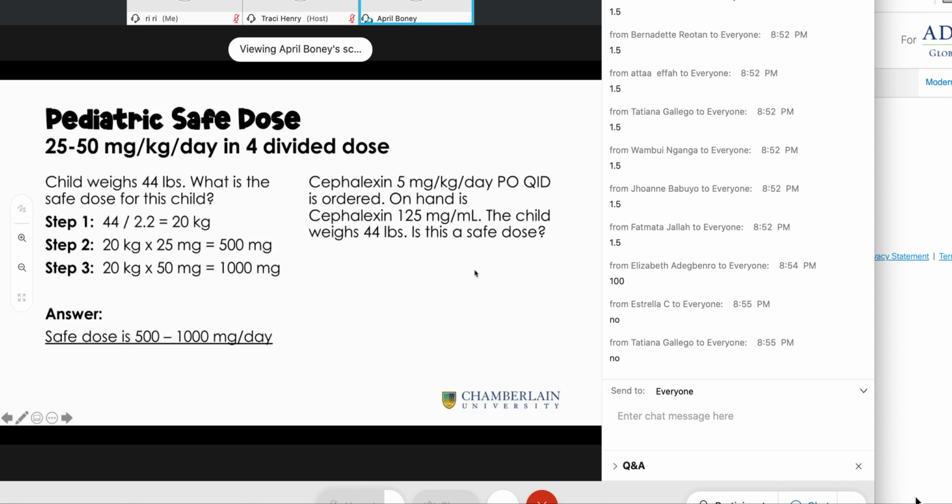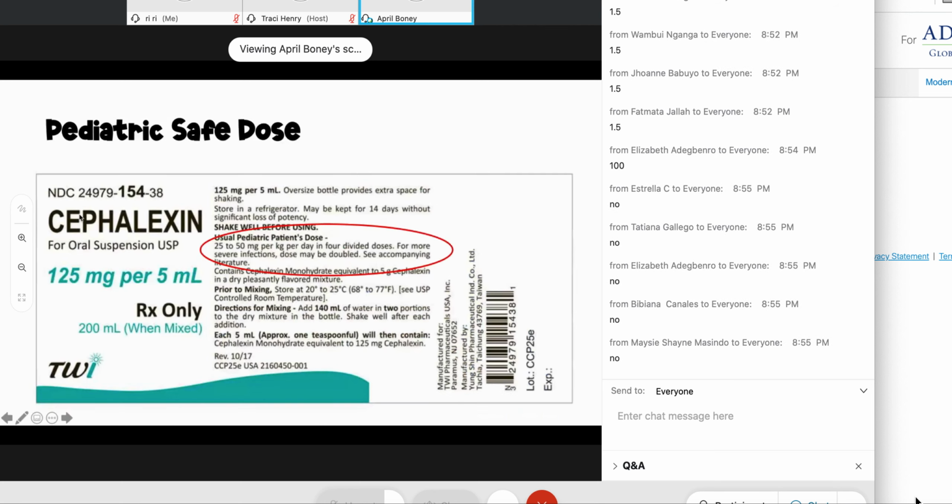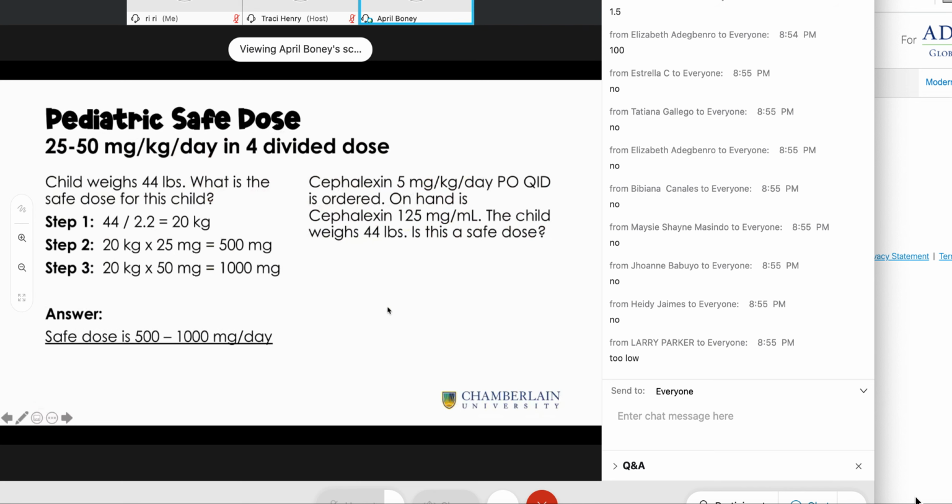The answer is no, because hopefully you know that cephalexin is an antibiotic. It's just as bad to underdose your patient with an antibiotic as it is to overdose your patient, right? So this is not a therapeutic dose. So we would want to question this order.